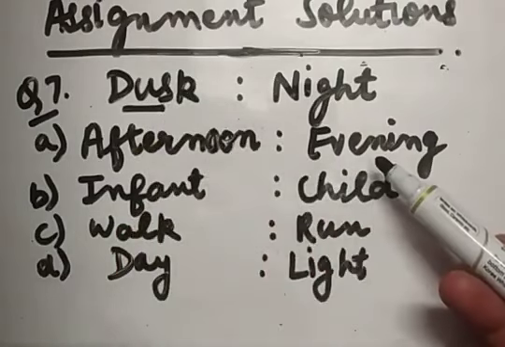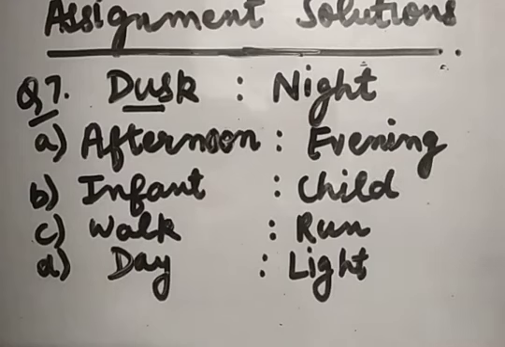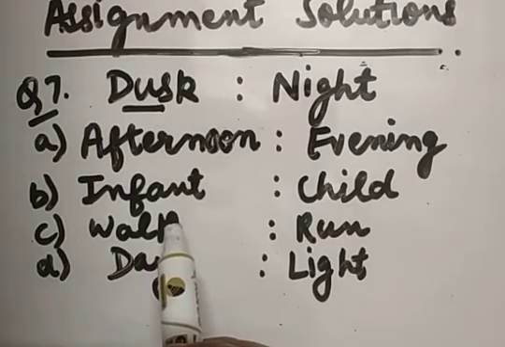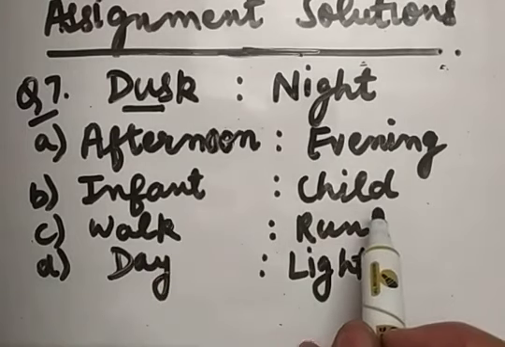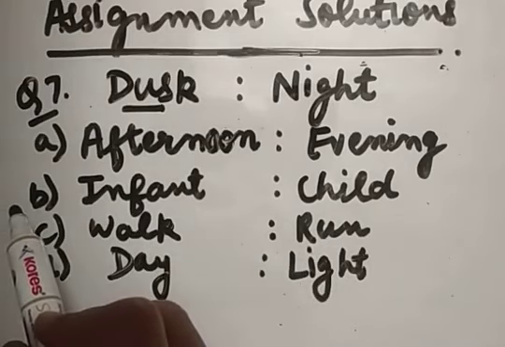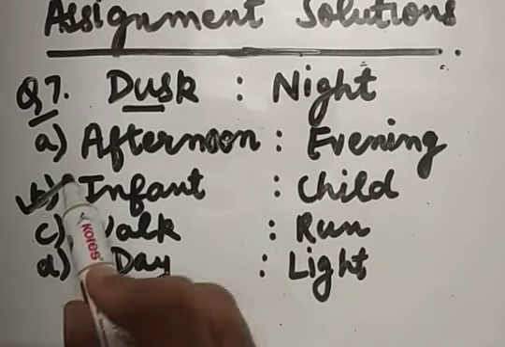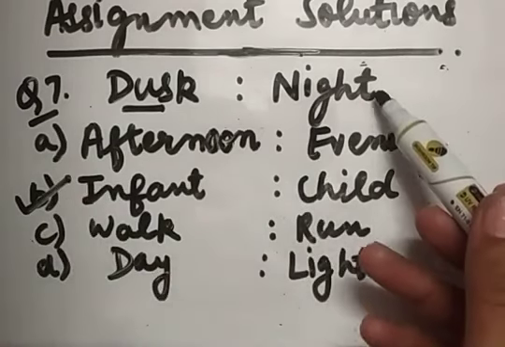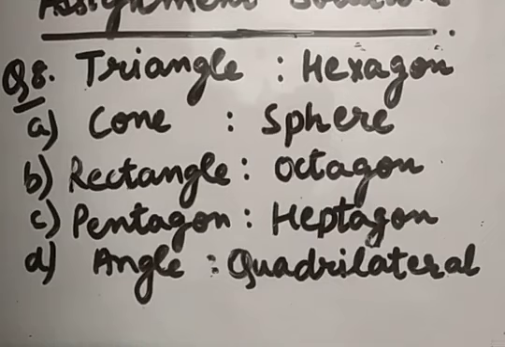Afternoon, evening, they do not bear the same relationship. Let us talk about infant and child. So obviously infant is the initial stage of the child. Walk, run, day, light, these are all different options. So we will go with infant, child, because they bear the same relationship as dusk and night.